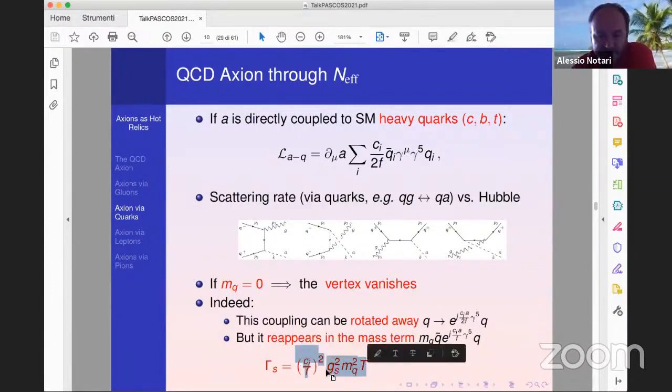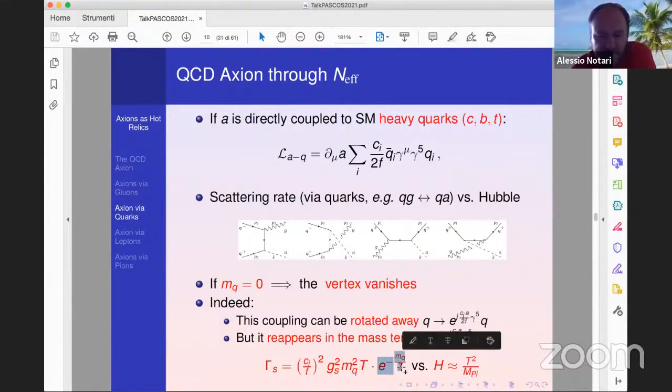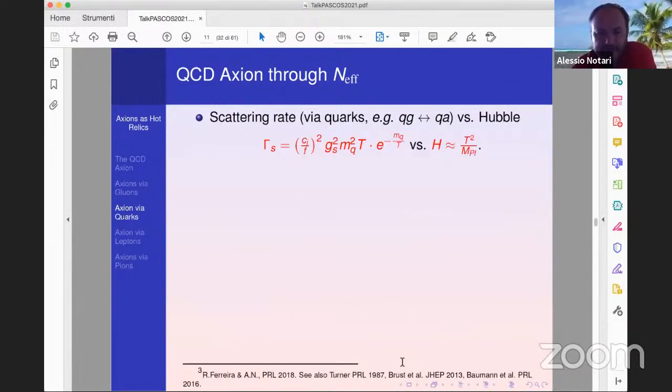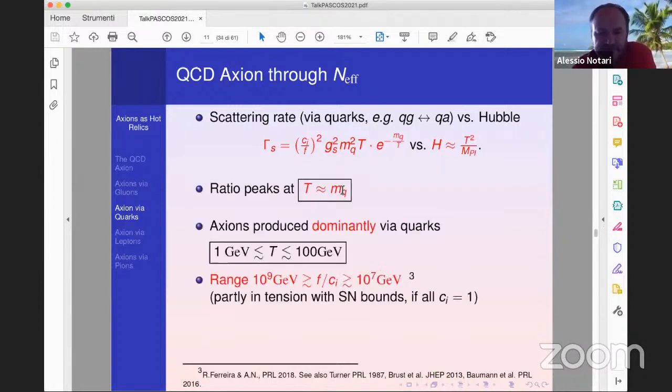Now, this has to be compared with the Hubble rate, and you see that this goes linear in temperature, while the Hubble rate goes quadratic, as I said. So this is actually important at low temperatures, and the lowest one can go is the mass, because below the mass of the quarks there are no quarks around, therefore there is an exponential suppression. So Gamma over H is maximized around the mass of the quark. Now, the ratio peaks at these masses, and therefore, for a given quark mass, one can produce axions.